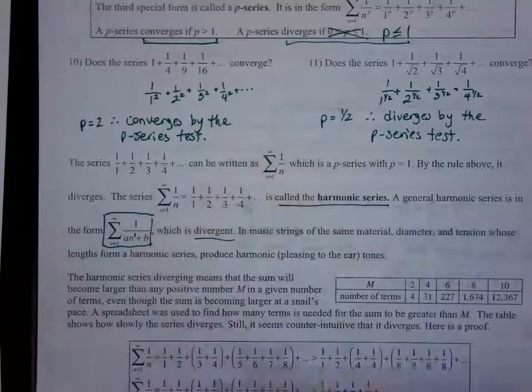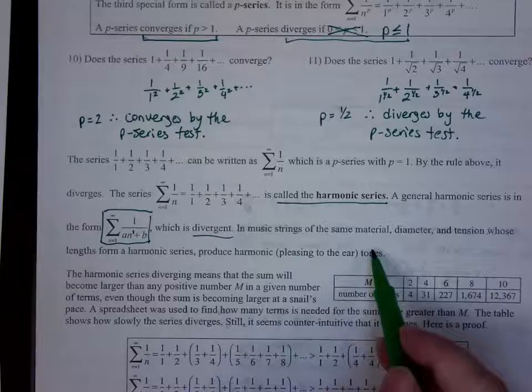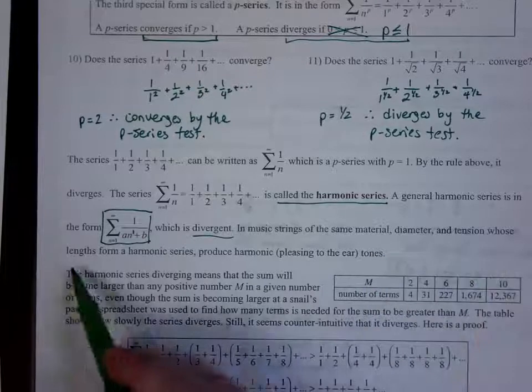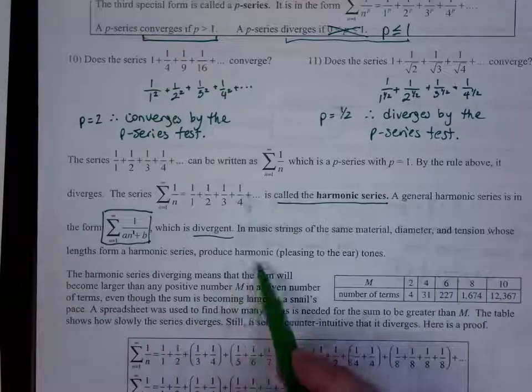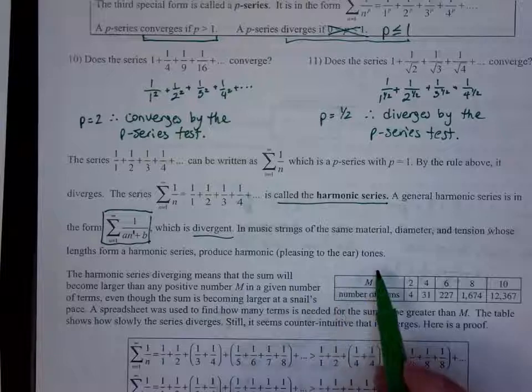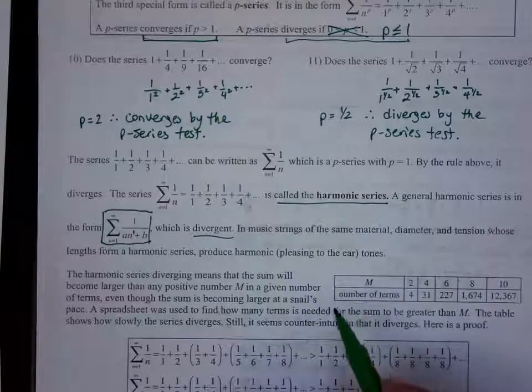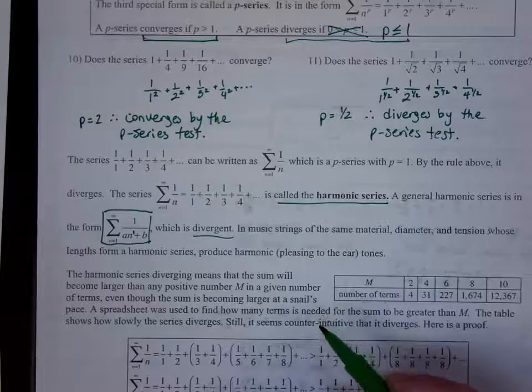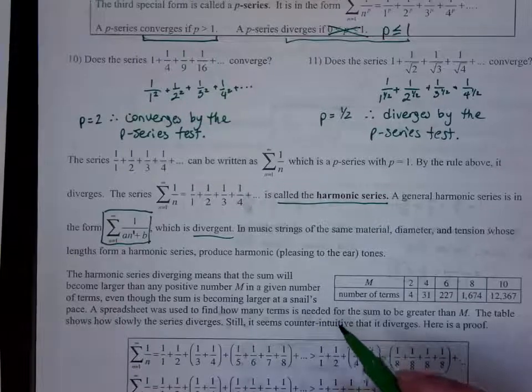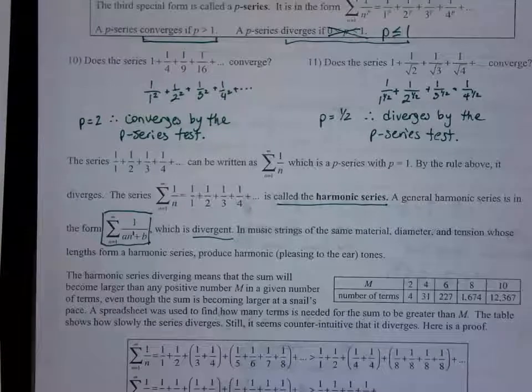In music, strings of the same material, diameter, and tension, whose lengths form a harmonic series, produce harmonic tones, which are pleasing to the ear. Another word is harmony. Harmony sounds really good if it's done right. Agreed? The tones are based on the harmonic series.